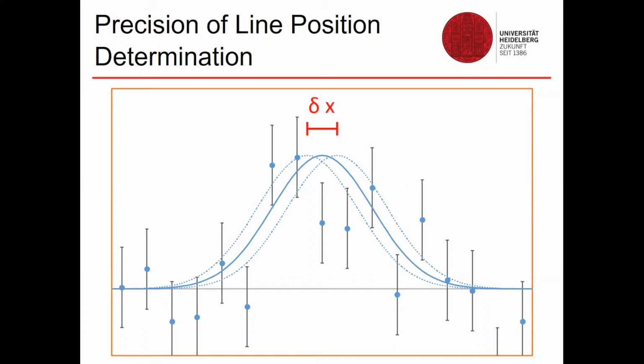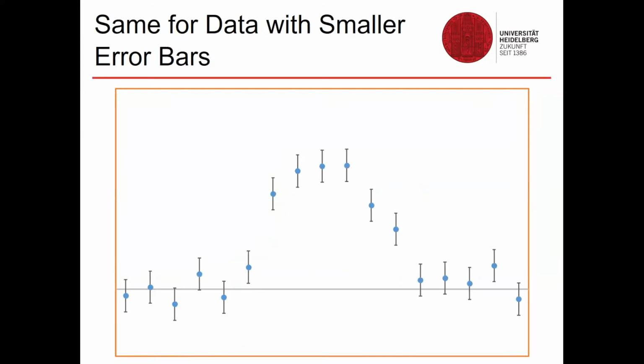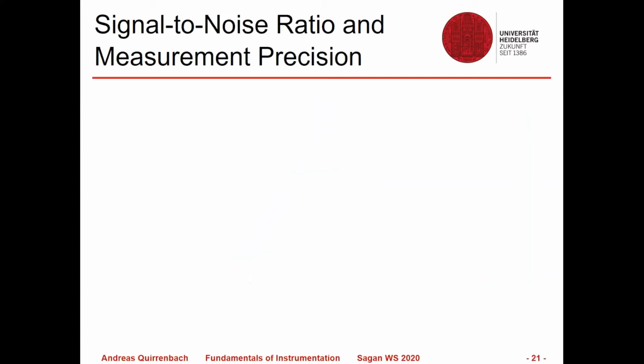So we have an associated measurement uncertainty that I call small delta x. Now, if you repeat the same measurement, the same line, and we have higher signal to noise, smaller error bars, again we do the same thing. We fit the line, but now the uncertainty in this fit is smaller. So the uncertainty with which we can do a line fit clearly depends on the width of the line, but the uncertainty can be much smaller, and it depends on the signal to noise ratio in your measurement.